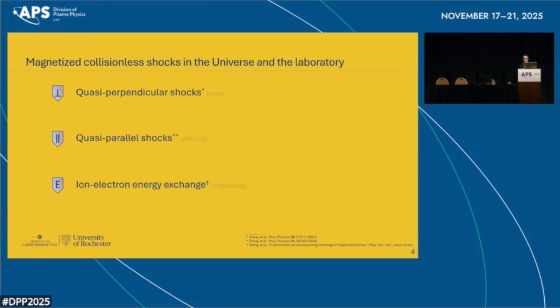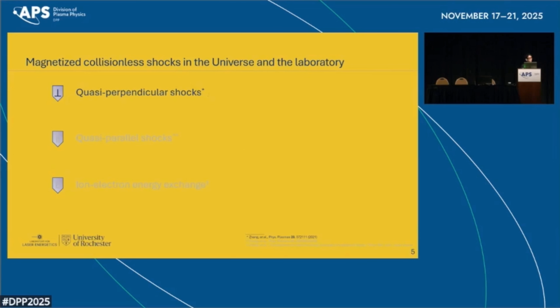So like I said, I'm going to talk about three little things for this talk. The first one is about quasi-perpendicular shocks. They are relatively easy to do. The second one is about quasi-parallel shocks. They are much more difficult to achieve experimentally and also in simulations. The third one is going to be about the energy exchange. It is a very interesting BS, basic science, I mean. I have these little flags over here. You will see them a lot, and you can see what I'm talking about on my slides.